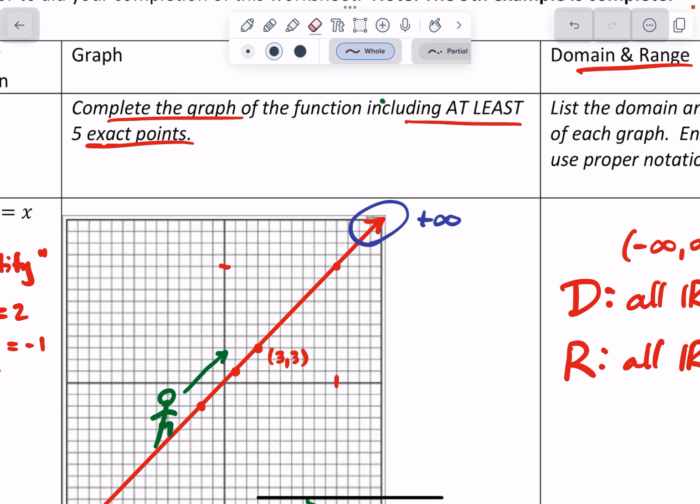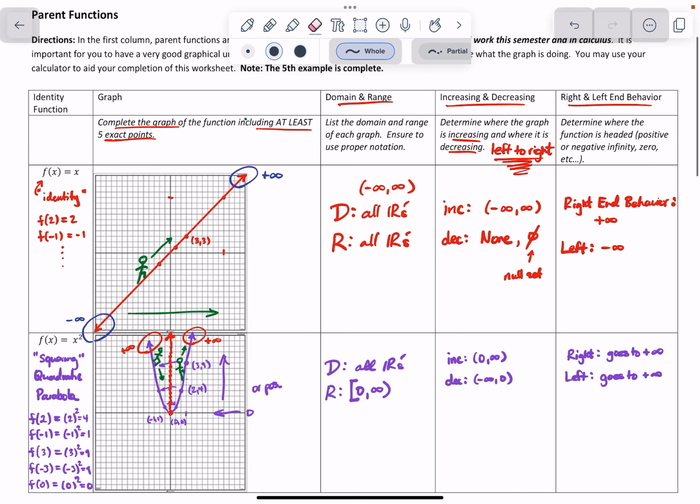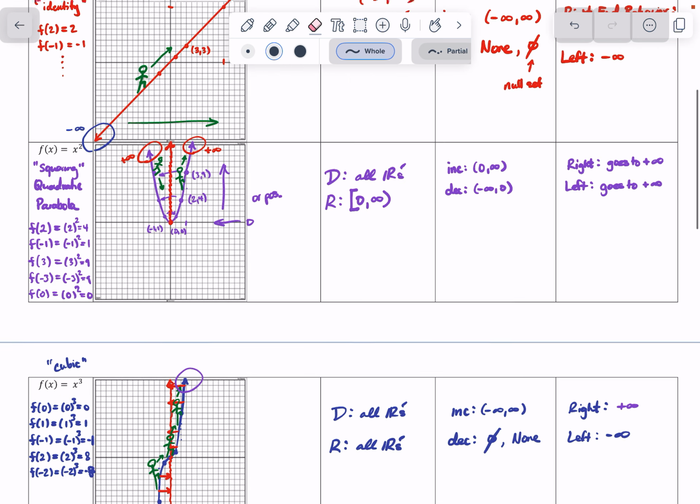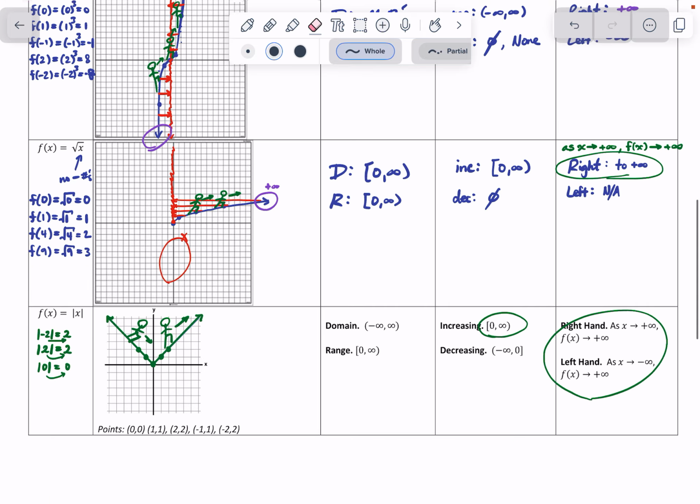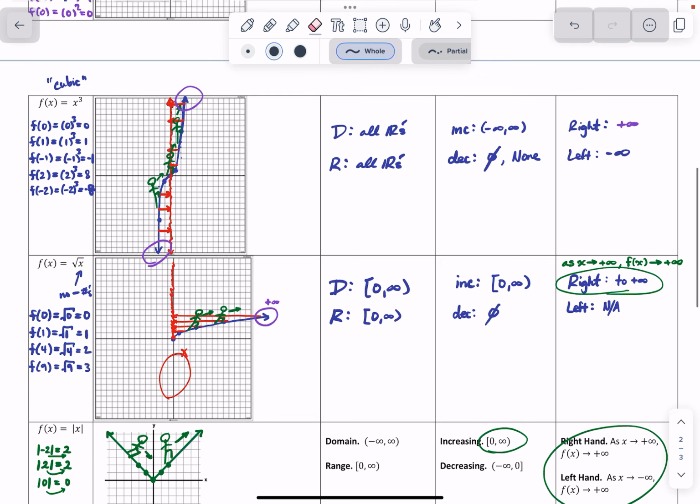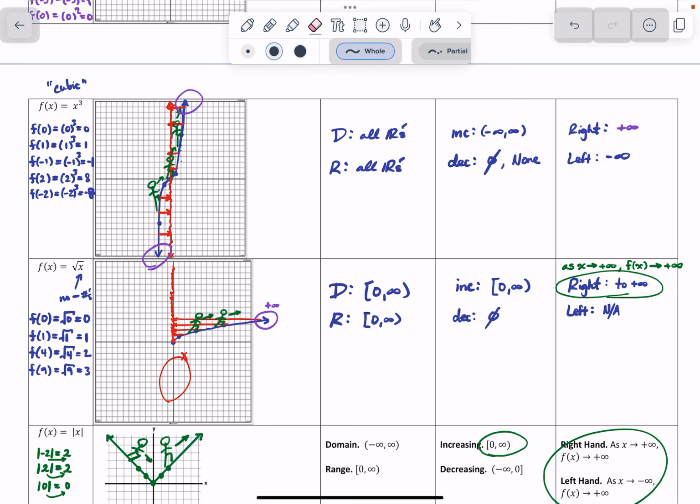So anyway, hopefully this was a good refresher on parent functions. Feel free to pause, go back if something didn't make sense. I was going fairly fast. Again, I'm assuming you guys know most of this stuff. And then in the next video, let's go over some transformations.